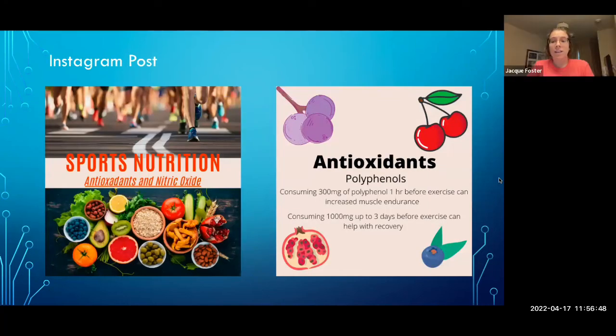Next up, we have the Instagram post. So this is going to be one of those 4-slide little Instagram posts. So our first page would be your eye catcher: the sports and nutrition with the antioxidants and the nitric oxide. And then that first swipe you do is going to show the antioxidants, where we talk about polyphenols and how the 300 micrograms an hour before exercise can help increase your muscle endurance. And then the 1,000 milligrams for 3 days before exercise can help with recovery.